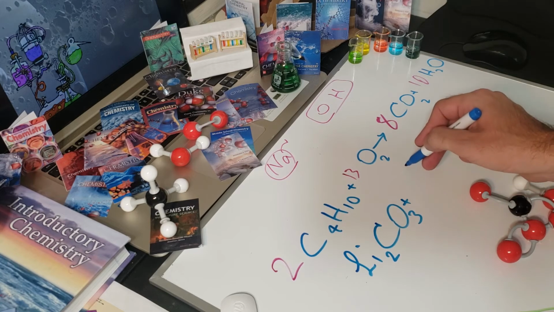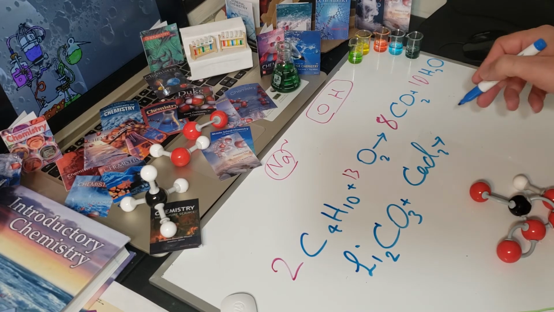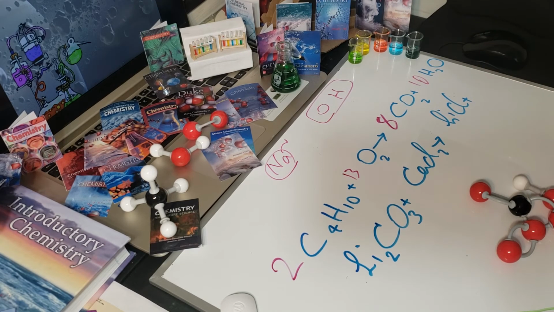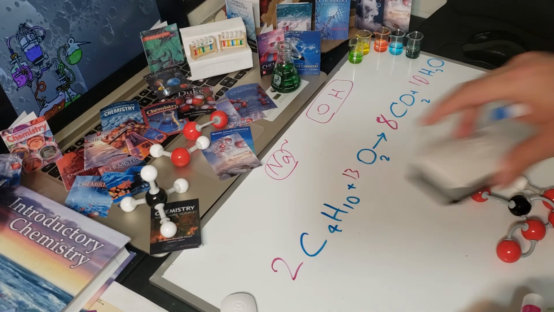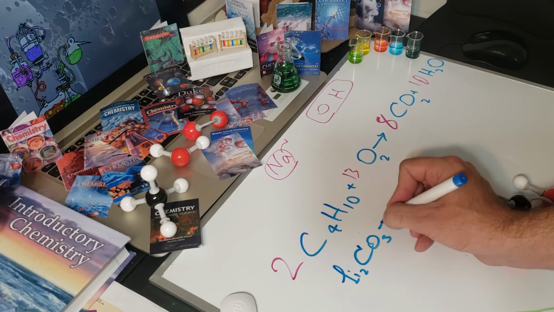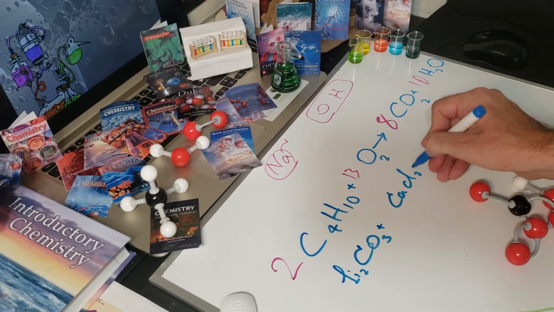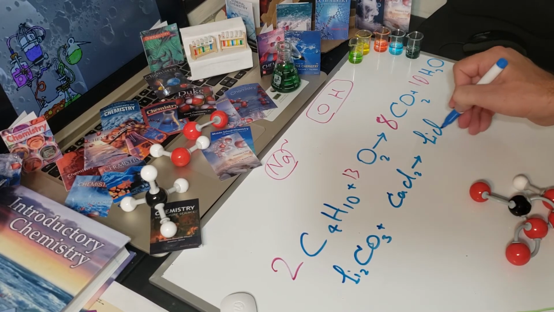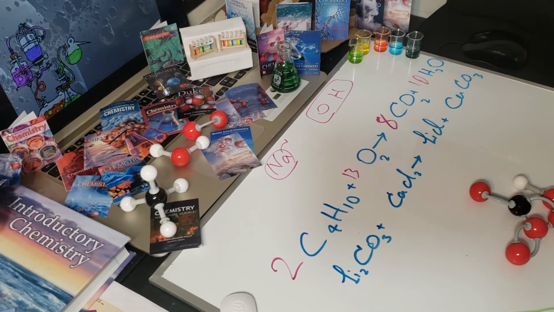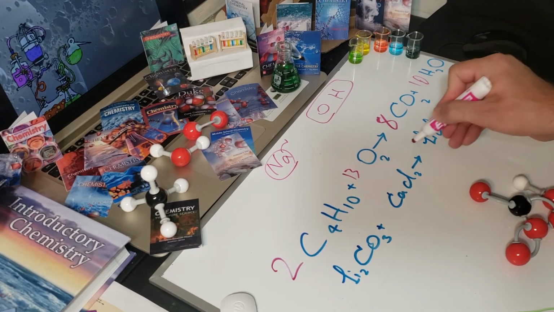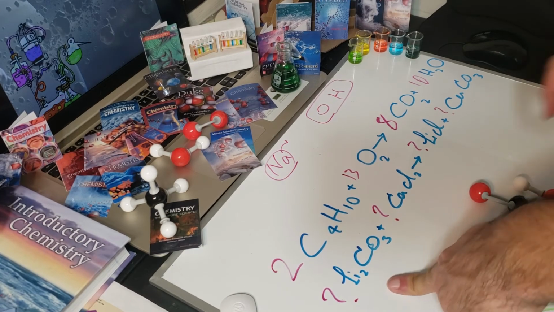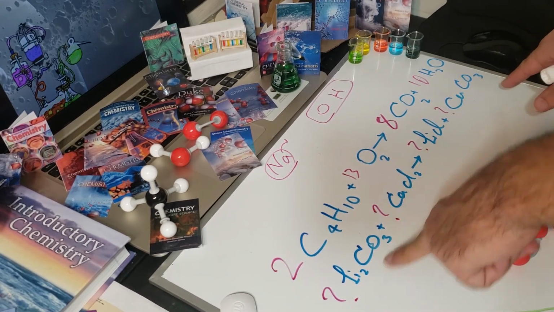I could move on to this example, Li2CO3 plus CaCl2 giving you LiCl. Let me just write it down one more time. Li2CO3 plus calcium chloride giving you LiCl plus calcium carbonate. Okay, and I'm going to do this. So which one do I start with? I start with this one. I have the variety and I have the largest coefficients.